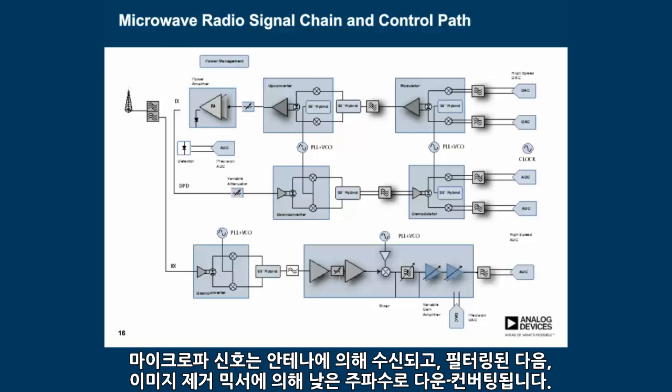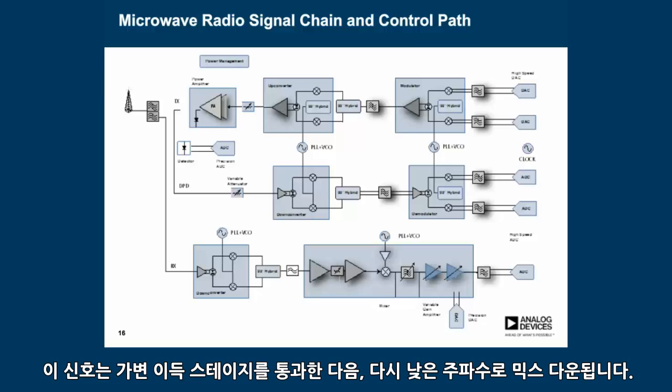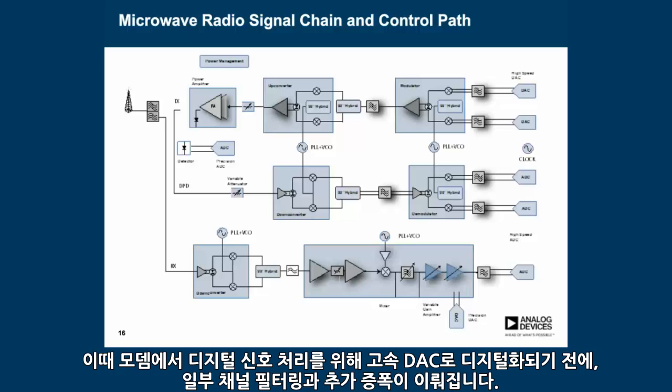The microwave signal is received by the antenna, filtered, and then block down-converted by an image reject mixer to a lower frequency. The signal then passes through a variable gain stage and is again mixed down to a lower frequency. At this point, some channel filtering and additional amplification is done prior to being digitized by the high-speed analog-to-digital converter for digital signal processing in the modem.